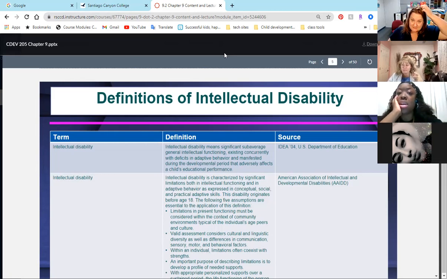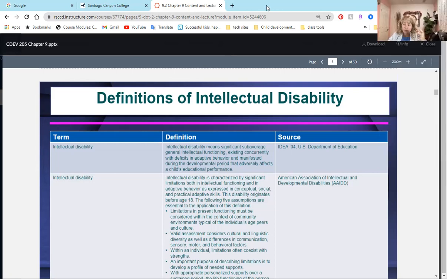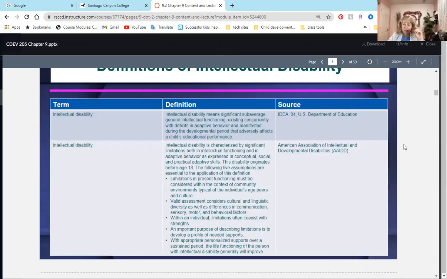The chapter did a great job talking about fetal alcohol syndrome, and if I'm not mistaken, it has risen in terms of severity. It has become the highest leading reason for any type of intellectual disability.